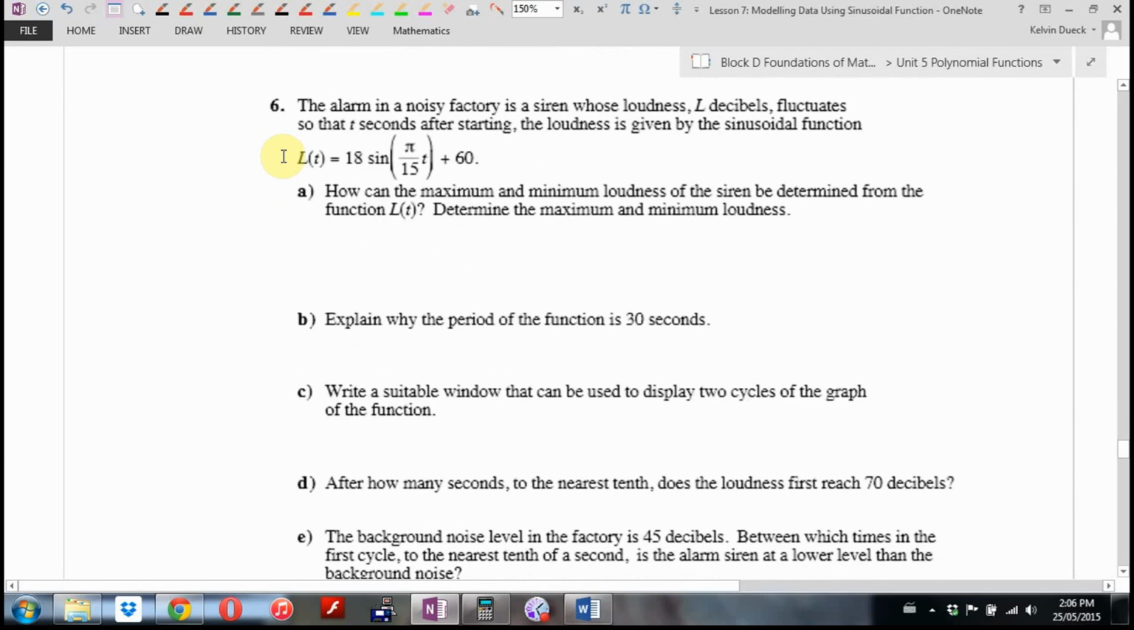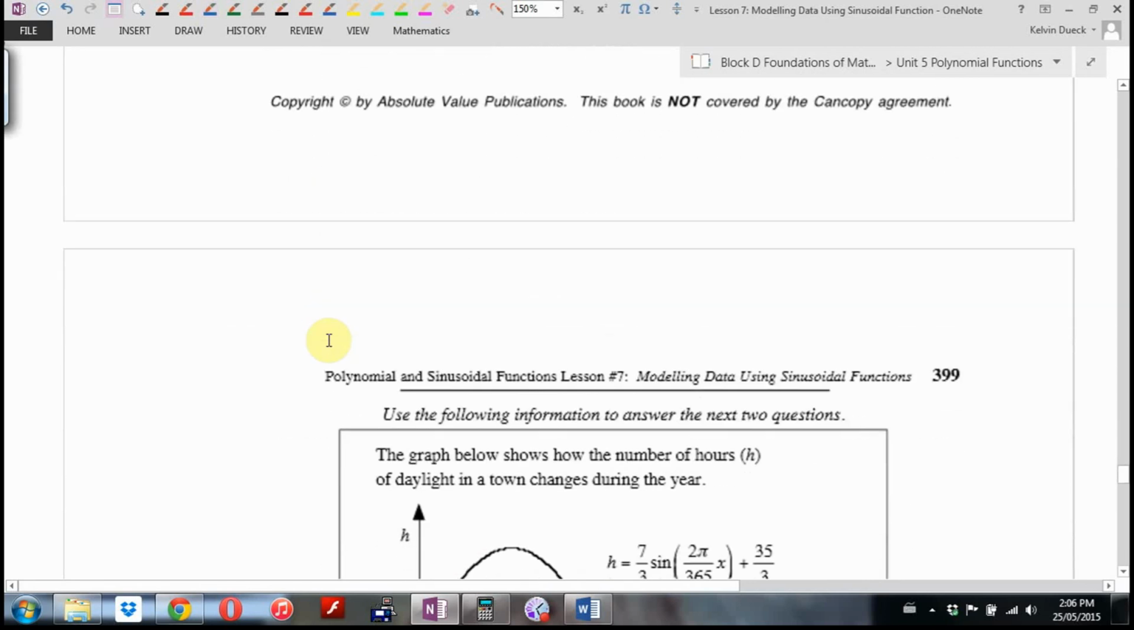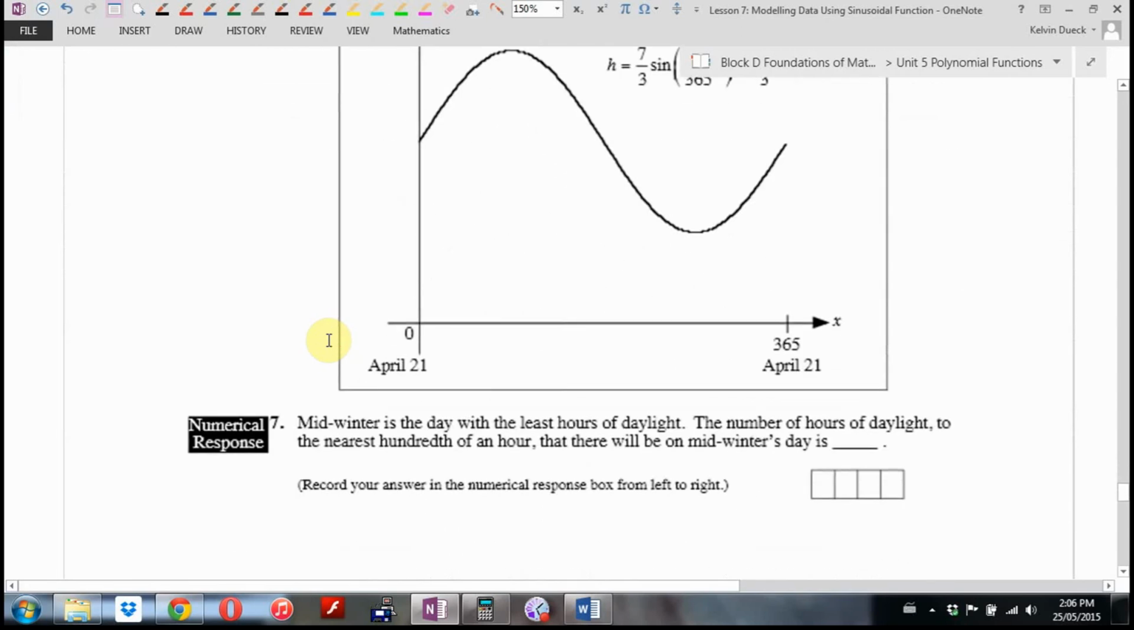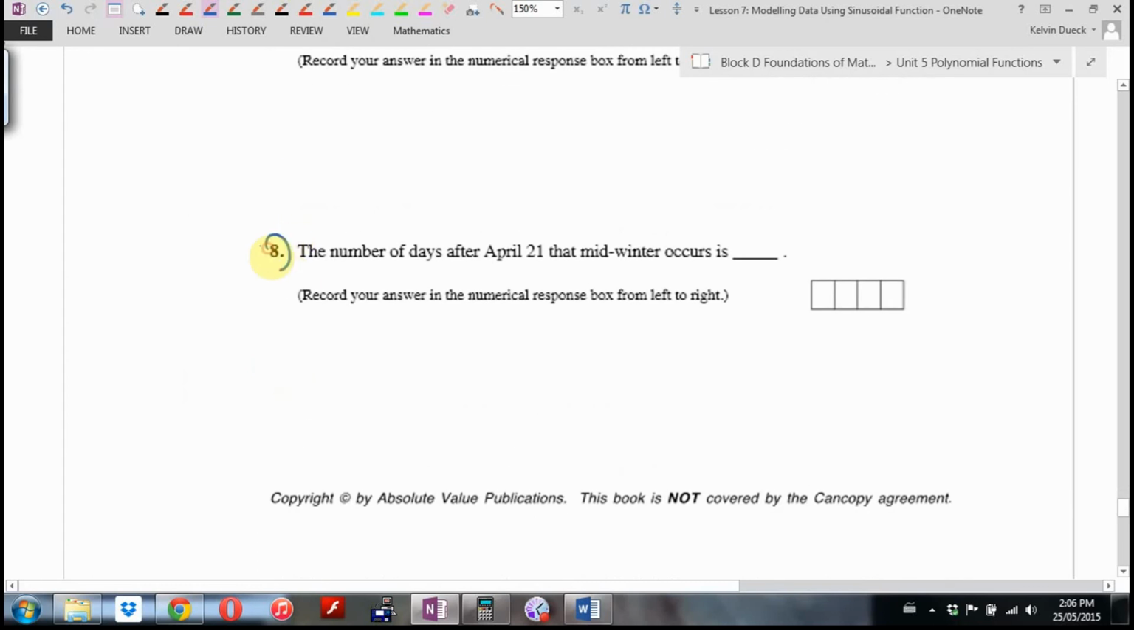Okay. Number 6. Even a siren, the volume gets louder, gets quieter, gets louder, gets quieter. So number 6 also, I think, will work, except you can cross off 6F. Cross off 6F. 7 is good. 8 is good.